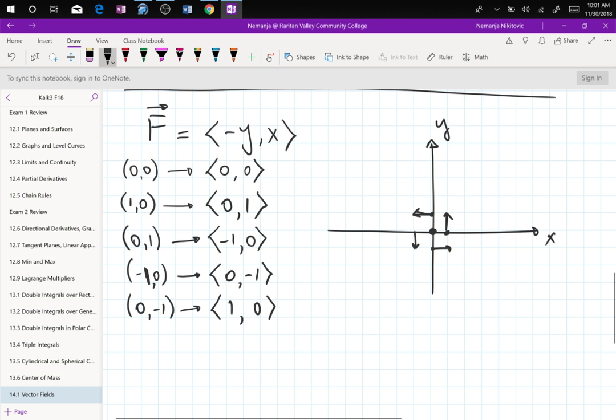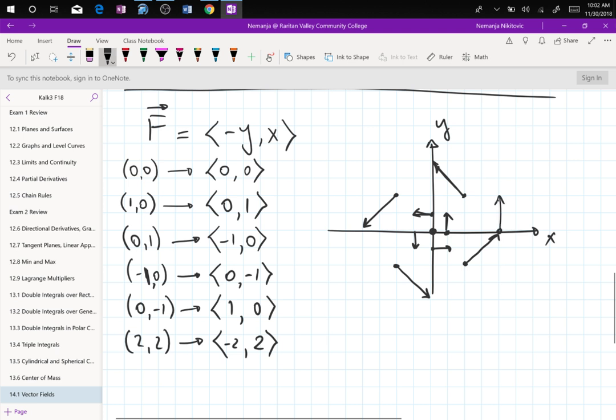Now, let's try 2, 2. So x is becoming a 2 and y is a negative 2. So you're starting at 2, 2, and you have to go negative 2 on x and then positive 2 on y. So this is your vector, which means that this one will go like that. This one will go like this. And this one will go like that.